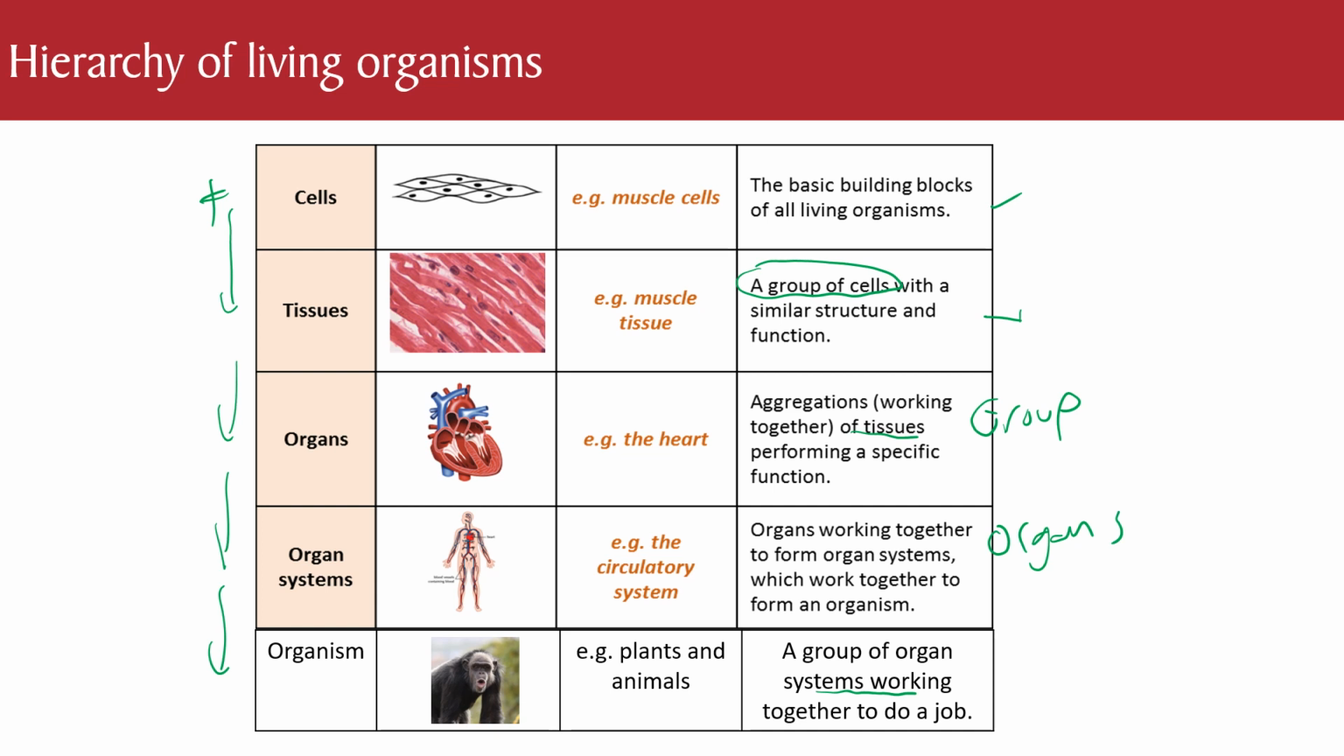Examples: there's loads of different cells. We've done cells before. Muscle cells, nerve cells, sperm cells, all those different kinds of things. The muscle example is good because you get muscle tissue, and then lots and lots of tissues working together could be the heart. The heart is the major organ in the circulatory system, and then for organism, you can have any plant or animal.